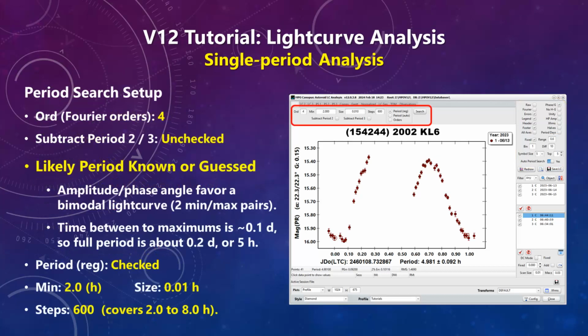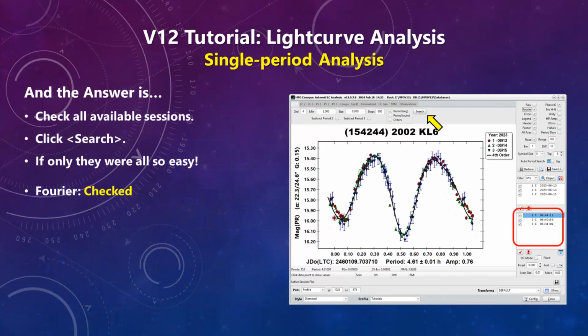The correct number of harmonic orders depends on the amount of data and the complexity of the light curve. Start low and go higher as you refine the solution. For asteroids, 4 is a good starting point. For one type of Lyrae stars that have a very sharp rise to maximum, then 8 might be a good choice, but only if the data cover the rise and the complete maximum. Before clicking the search button, make sure that all the sessions you want to use are checked in the C list, the one at the bottom right.